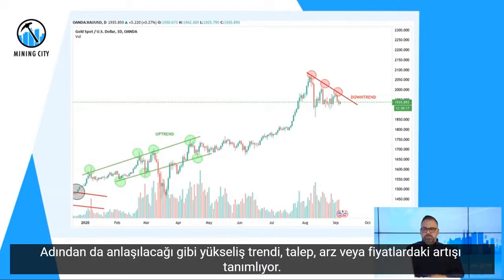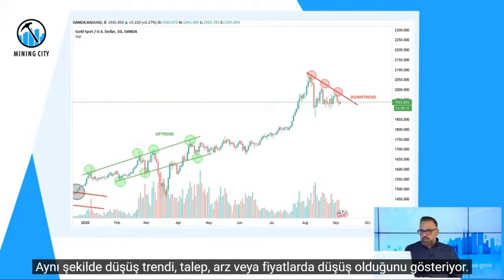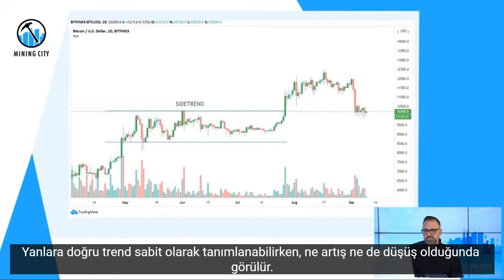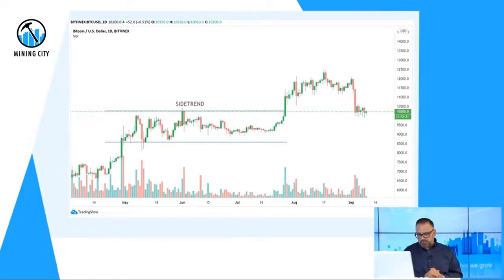The upward trend, represented here by this green line, like the name suggests, describes the hike in demand, supply, or prices. Likewise, the downward trend, like the one here, shows a decline in demand, supply, or prices. While the sideways trend can be defined as a constant when there is neither a hike nor a clear decline.